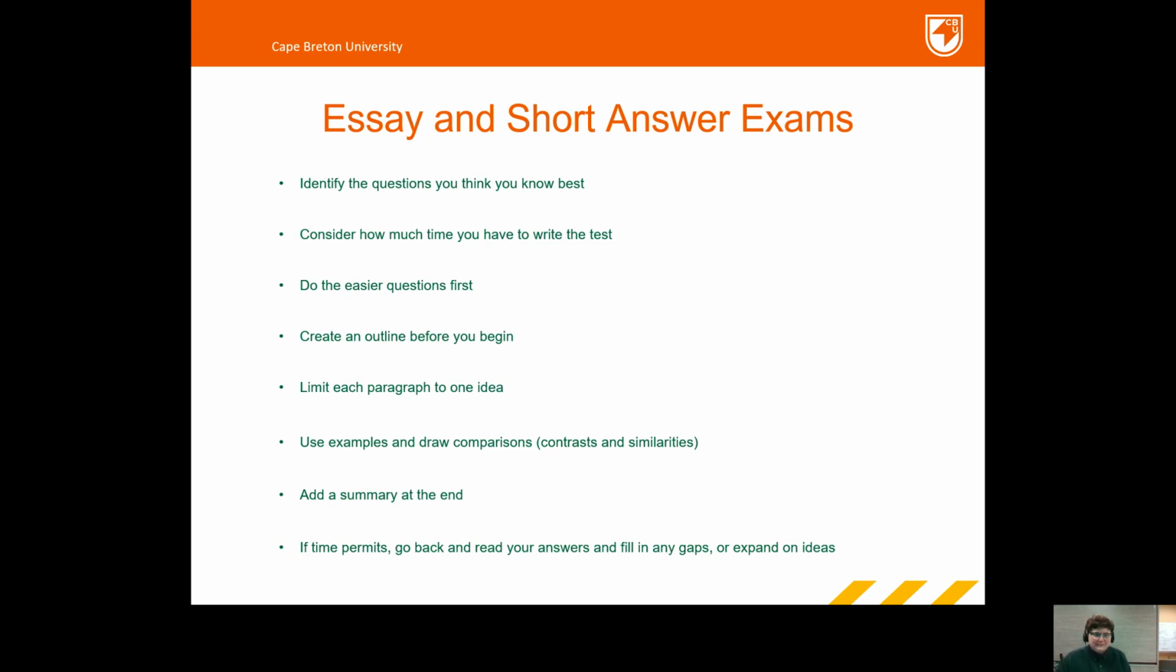We want to fill in any gaps, expand on any ideas that maybe we only wrote a few things in at first, right? So we want to make sure that we're building on those if we have time.